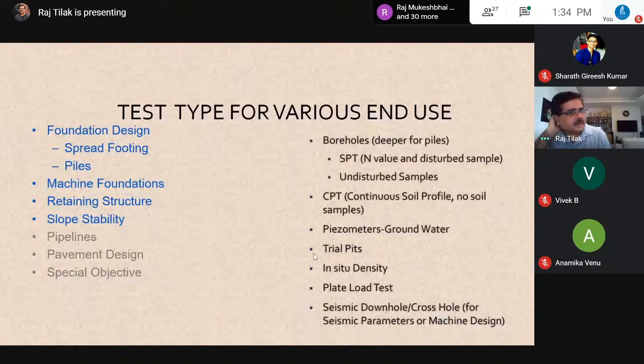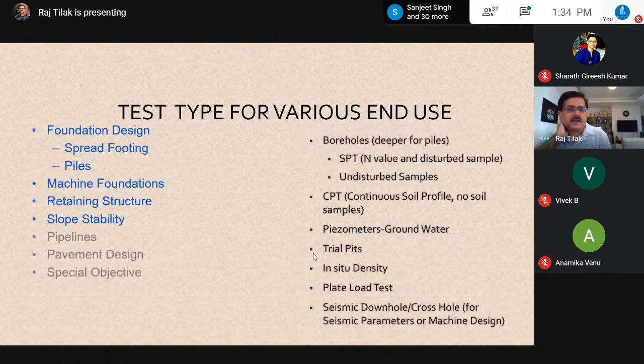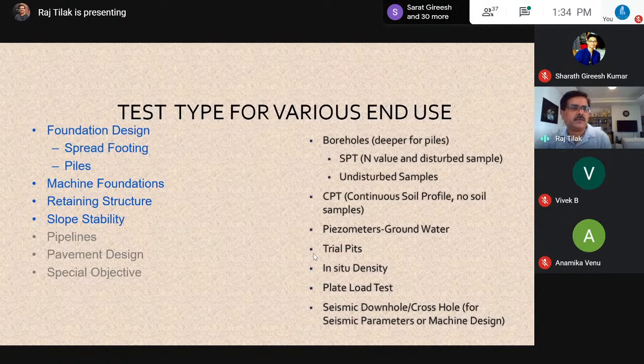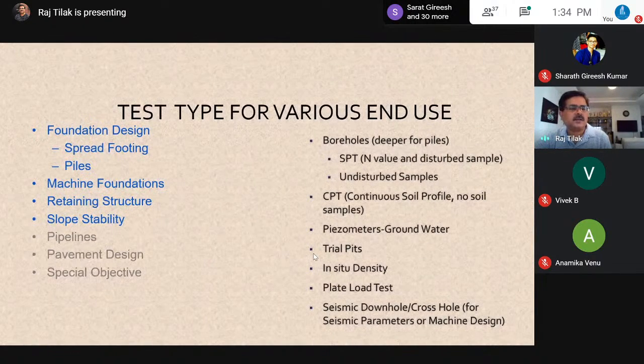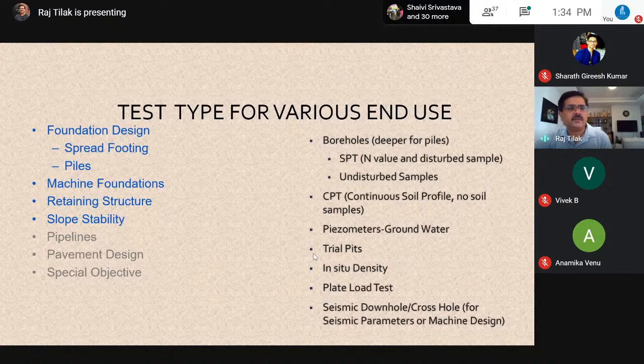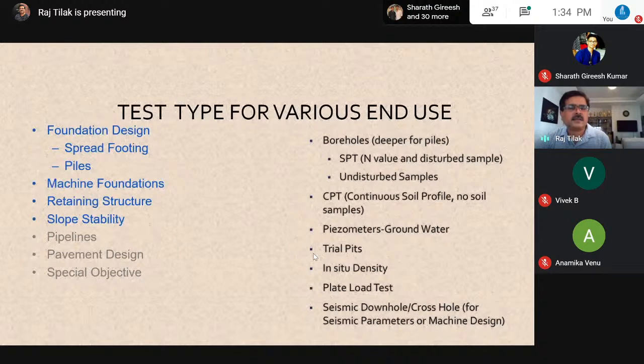Okay. Regarding the test types, what do you typically do in geotechnical investigation campaigns, and what are the tests typically done when you are trying to do a foundation design for either a spread footing, piles, machine foundations or retaining structures, even for slope stability. So right inside you see the common kinds of tests that we do.